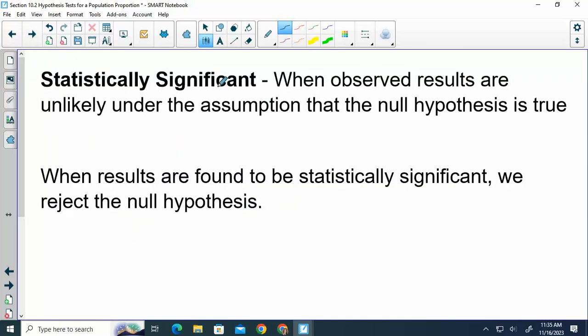We are going to be testing to see if something is statistically significant. That means the observed results are unlikely under the assumption that the null hypothesis is true. When we're doing hypothesis testing, we always assume the null is true. If we get a very small probability, that means if the null hypothesis is true, this is extremely unlikely, so the null is probably not true. If we don't get an unusual probability, does that mean the null hypothesis is true? Not necessarily, it just means we haven't proven that it's not.